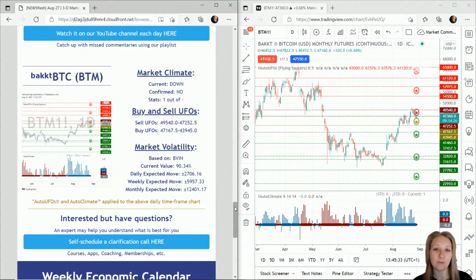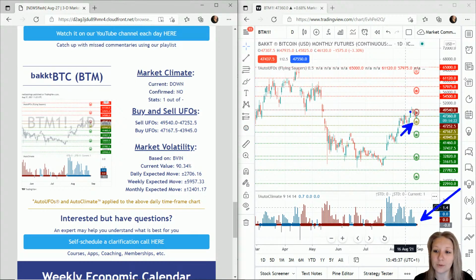So we've looked at each of those 5 markets now. We've looked at the climate, which is this here, telling us where probabilities lie, up, down, or nowhere. We've looked at our buy and sell UFOs, which tells us where buyers and sellers are that could change what's going on in the market or continue it going in that direction. And we've looked at volatility, how quickly we expect these markets to move within given periods of time.